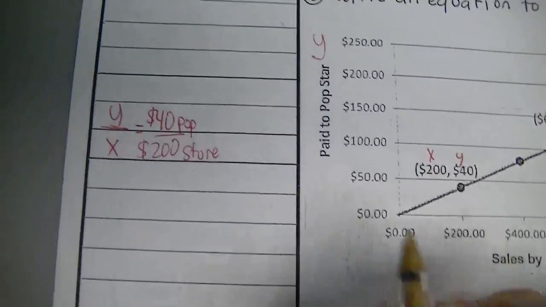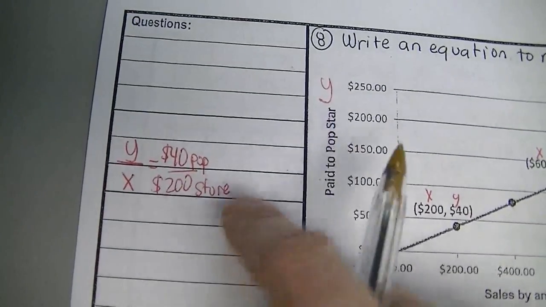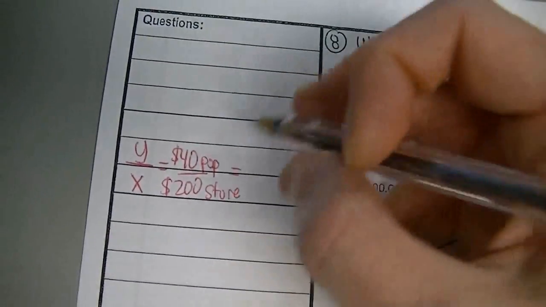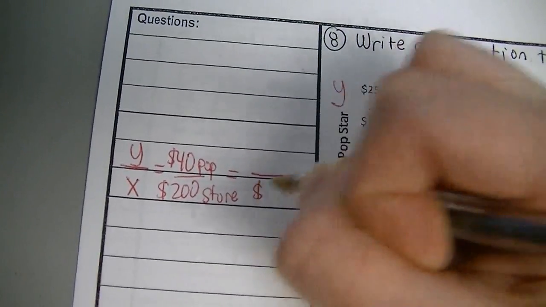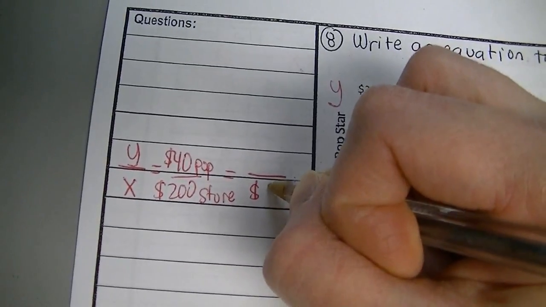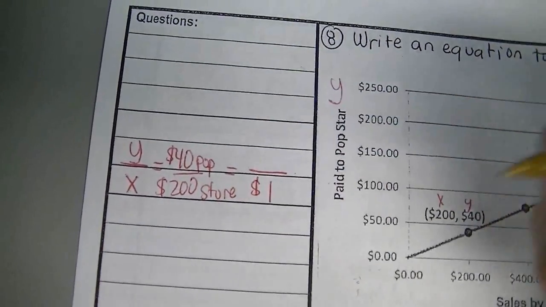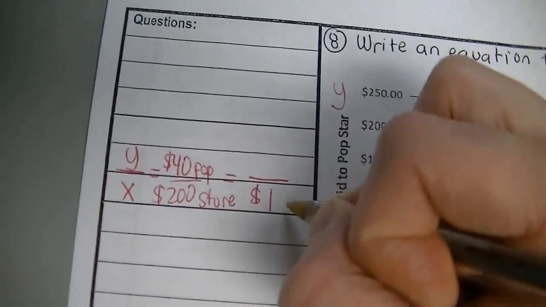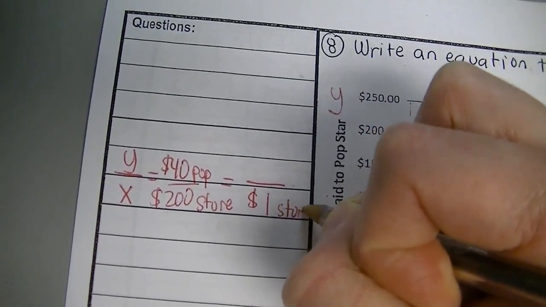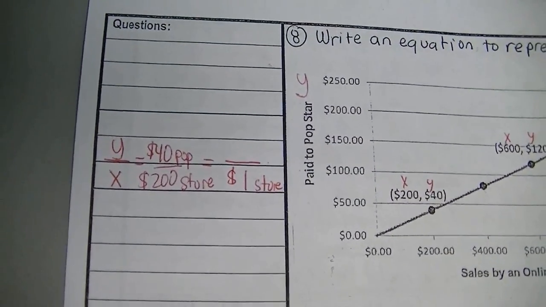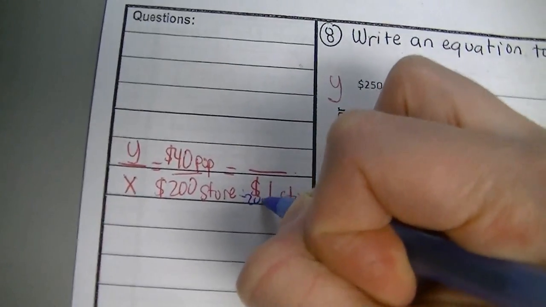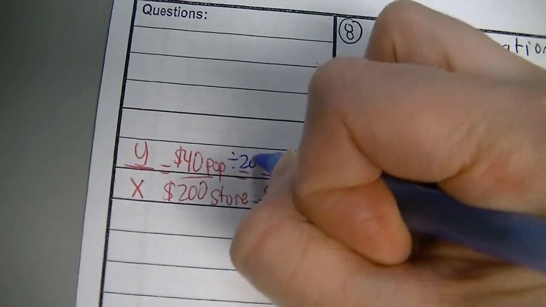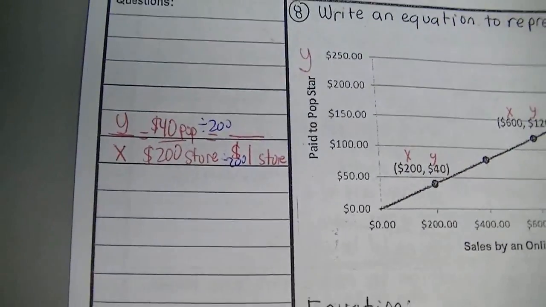Okay? So for this ratio, since they're both in dollars, we need to figure out the unit rate from this ratio. So I want to know if the store sold $1 worth of stuff, how much does the pop star get? So to go from 200 to 1, we just divided by 200. So we also do that to the numerator. So 40 divided by 200, let's figure that out.